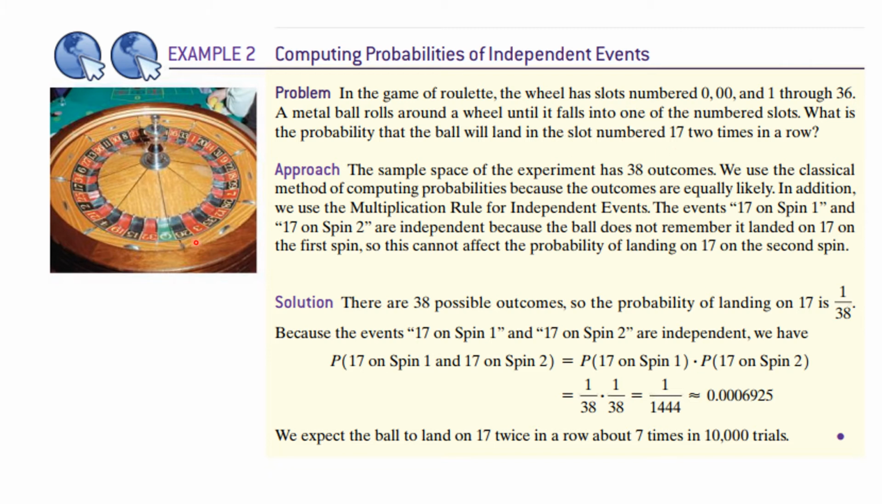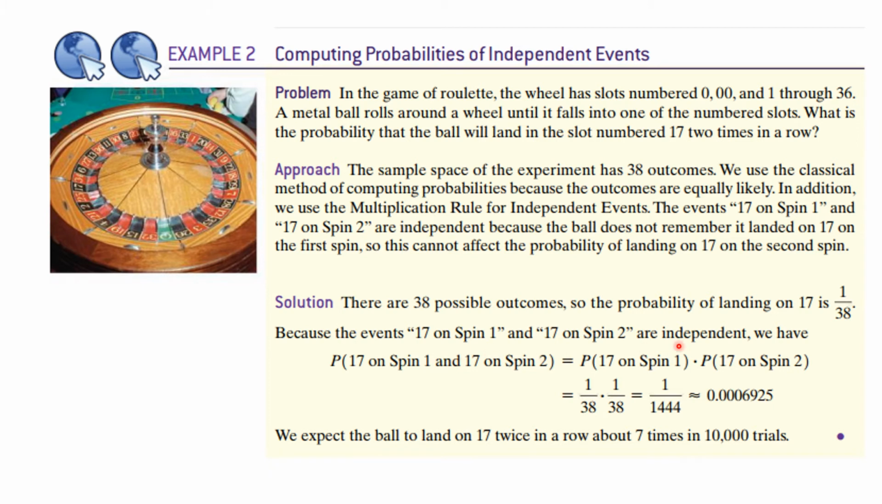Well, you are saying that each of these are independent. So there are 38 outcomes, and the events 17 on spin 1 and 17 on spin 2 are independent because the ball does not remember where it landed before, and that doesn't affect the probability of landing on it again. So, since there are 38 possibilities, the probability of landing on 17 is 1 over 38.